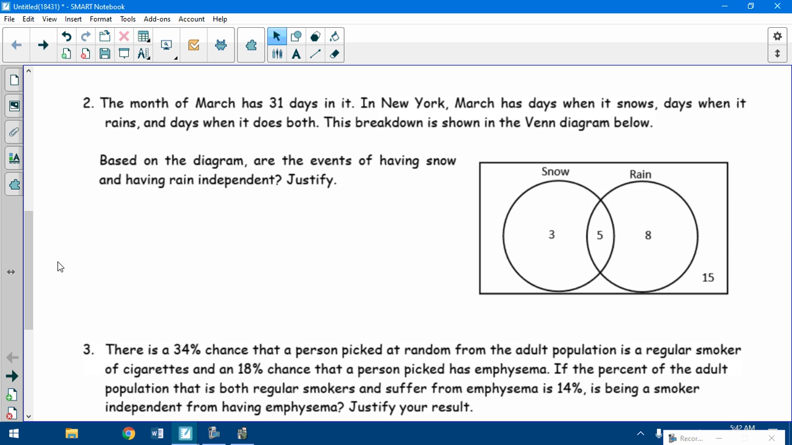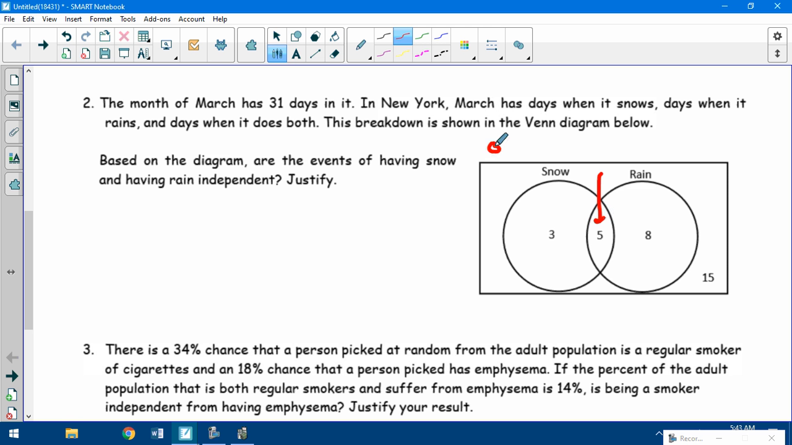The month of March has 31 days in it. In New York, March has days when it snows, days when it rains, and days when it does both. This breakdown is shown in the Venn diagram below. Based on the diagram, are the events of having snow and having rain independent? Justify. Now, a couple people said that since there was overlap, so they saw that there was 5, there were some days when it snowed and rained, that means it's not independent.